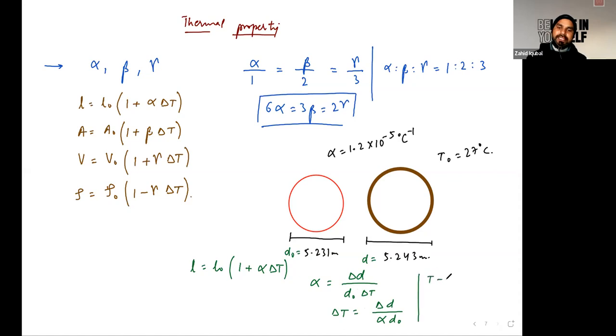Delta T is final temperature minus initial temperature. Delta D is the difference between these two diameters, that is 5.243 minus 5.231. So it will be 0.012 meter. Divide by initial diameter 5.231, multiplied by alpha, 1.2 into 10 to the power minus 5. Just simplify this part and you'll get your answer.